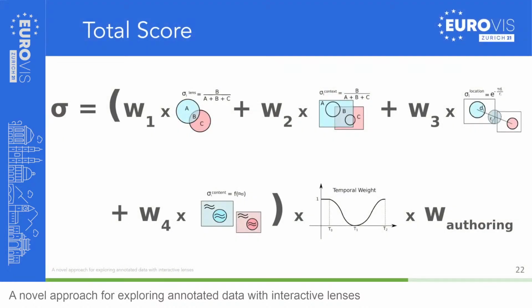The total score that guides annotation selection is thus a weighted sum of lens score, context score, and semantics score, scaled by the static authoring weight and the dynamic history weight. The relative weights of the spatial and context score terms allow us to tune the sensitivity to geometric and semantic changes. In this paper, we did not tune these values and set them all to 1.